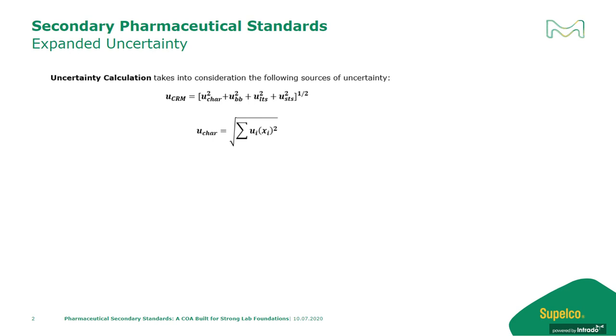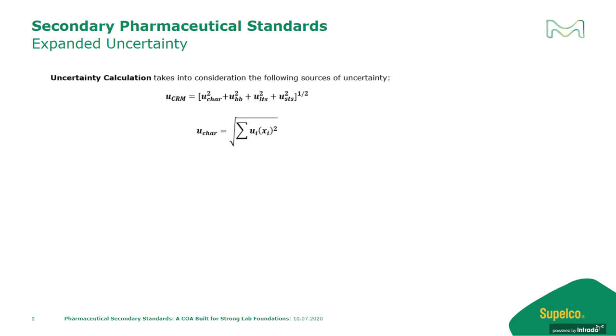So the uncertainty of the characterization considers the uncertainties due to the characterization of the material. Those measurements that we talked about earlier for water and TCI and ROI, each measurement has an associated uncertainty present, and we need to include that into the assignment of the mass balance. So it is in this term, the uncertainty characterization, where the method uncertainties for the mass balance terms are included.